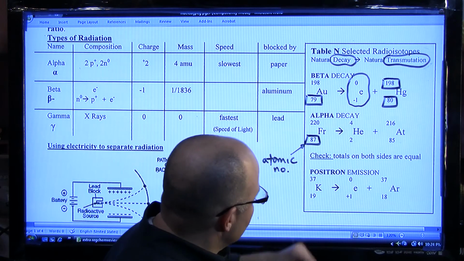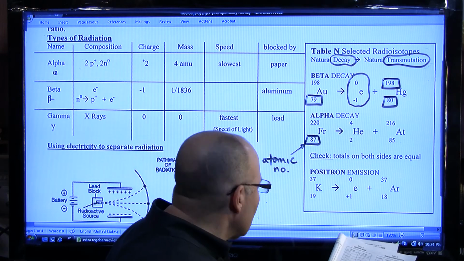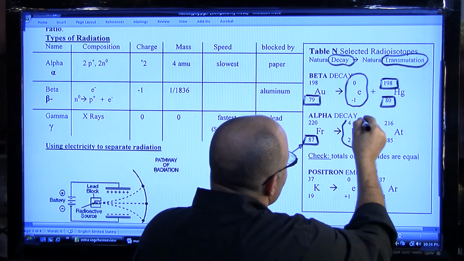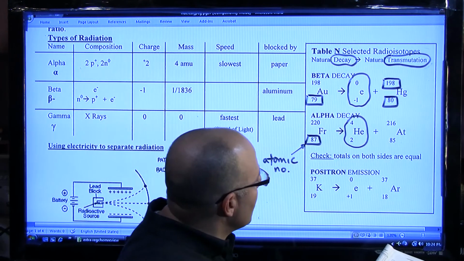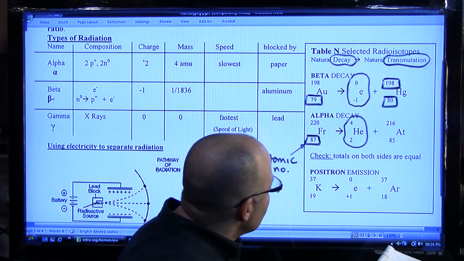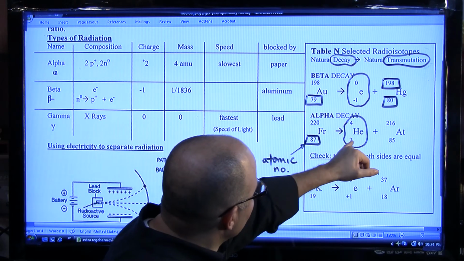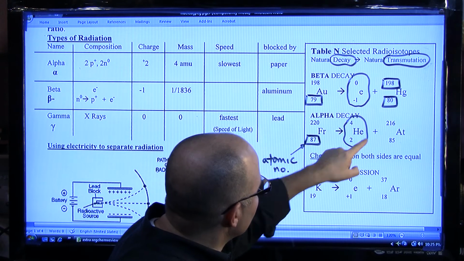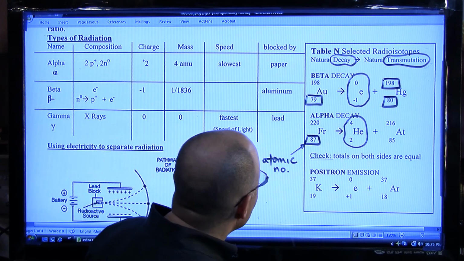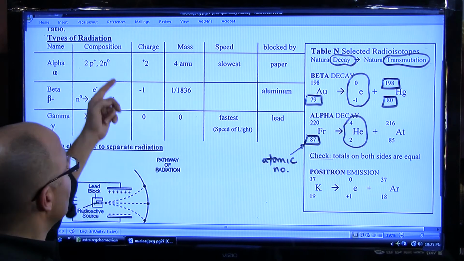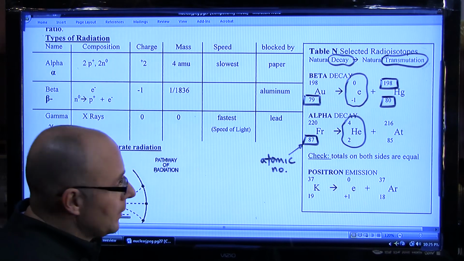And this isotope of francium, we're told in Table N, emits an alpha particle. So if you turn to Table O, you'll find that this is the common notation for an alpha particle, He-4-2. The reason for that is because the atomic number would give it its symbol. Remember, the elements are arranged by atomic number. And also because an alpha particle consisting of 2 protons and 2 neutrons is a helium nucleus.